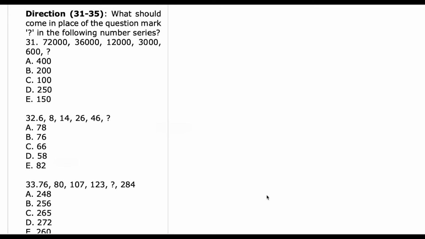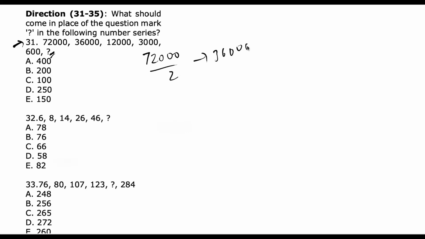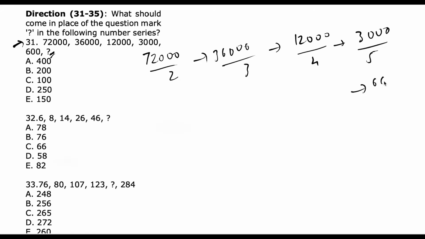So question number 31 to 35, there is a direction given. What should come in place of the question mark in the following number series? Question number 31: 72,000, 36,000, 12,000, 3,600, and then comes the question mark. So you have to find out the number that replaces the question mark. When you look at the numbers, you can see that 72,000 divided by 2 will give 36,000. Now 36,000 divided by 3 will give you 12,000. Divide this by 4, you will get 3,000. Divide this by 5, you will get 600. Divide this by 6, you will get 100. So the answer here is option C, 100.